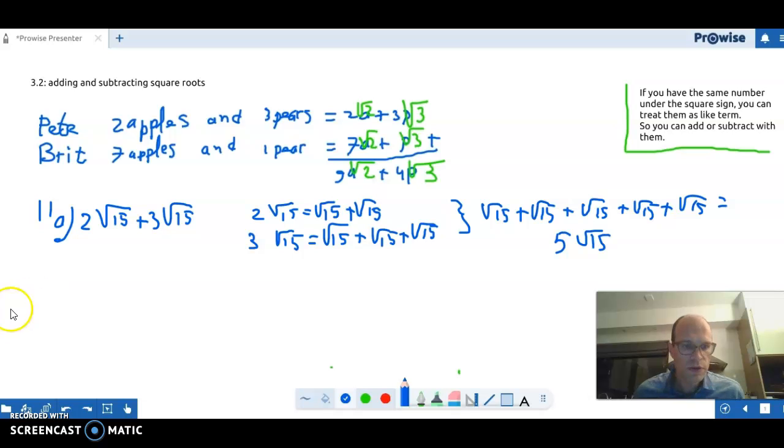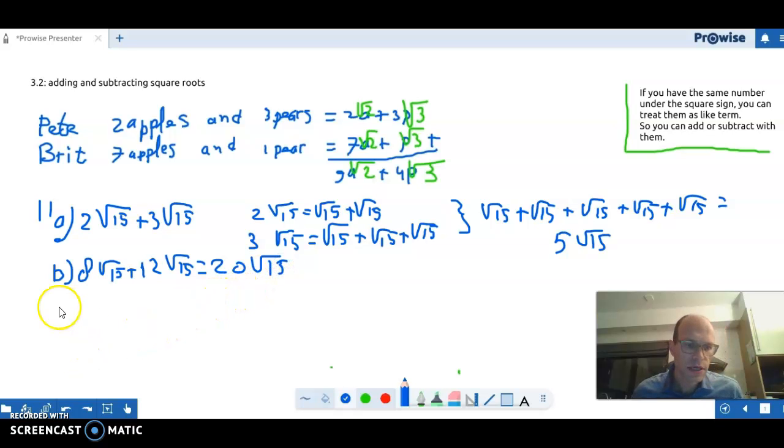The same with b, only now with b, we're not going to fully write it out. We have 8 square root of 15 plus 12 square root of 15, and we need to shorten it. We can see they are like terms with square root 15, so we can add these two numbers. So it's 8 plus 12 is 20 square root of 15.